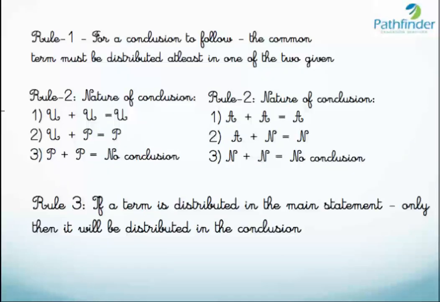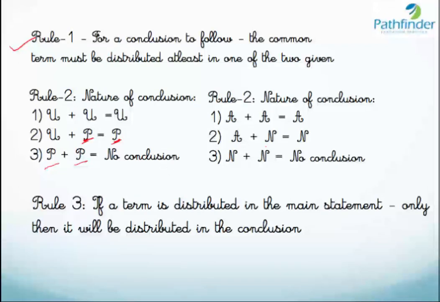In the previous session, we had summarized the three rules at the end of the session, and let us have those three rules once again here. Rule 1: for a conclusion to follow, the common term must be distributed at least in one of the two given statements. Rule number 2: nature of conclusion depends on if the conclusion is universal or particular, or affirmative or negative. If one of the statements is particular, then the conclusion should be particular, and if both the statements are particular, then no conclusion follows.